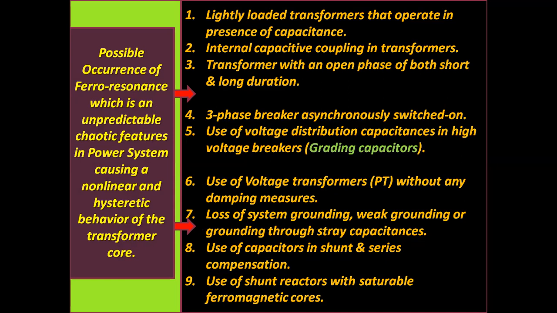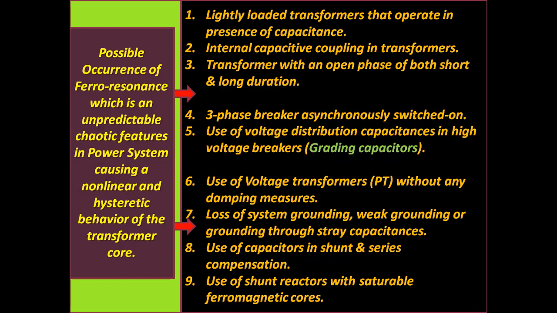Now, the possible occurrences of ferroresonance, which is an unpredictable chaotic feature in power systems causing a nonlinear and hysteretic behavior of the transformer core. Number one, lightly loaded transformers that operate in the presence of capacitance. Number two, internal capacitive coupling in transformers. Number three, transformer with an open phase of both short and long duration. Number four, three-phase breaker asynchronously switched on. Number five, use of voltage distribution capacitances in high voltage breakers, that is, grading capacitors.